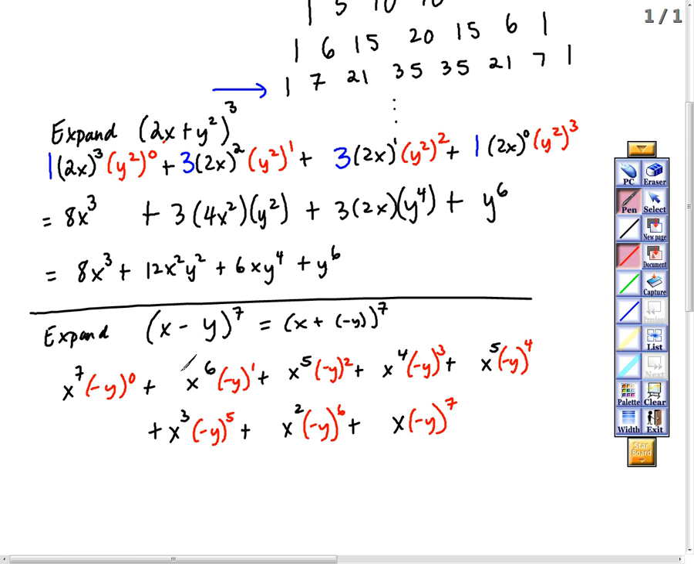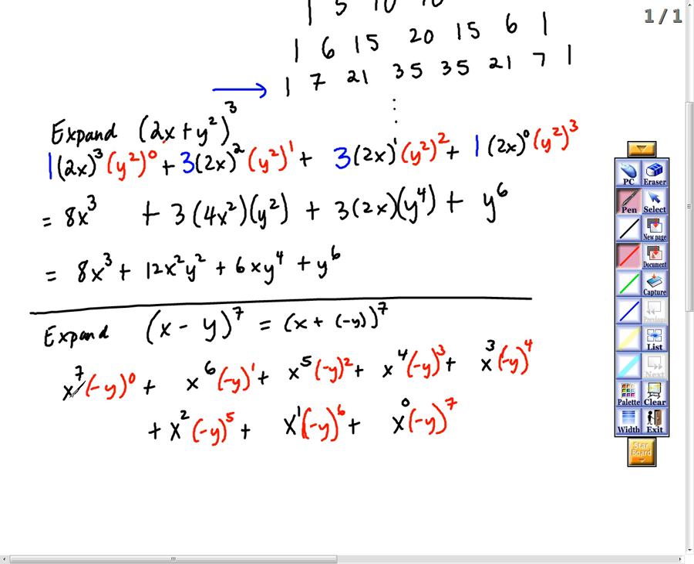7, 6, 5. Oh, I screwed this one up. Sorry. So 7, 6, 5, 4. This should be a 3. My bad. 3. The 2. This should be a 1. And this is a 0. Okay. And I knew I screwed it up. It took me a minute, but I knew I screwed it up because my powers didn't count down right. So there you go. That's how you tell if you messed up.